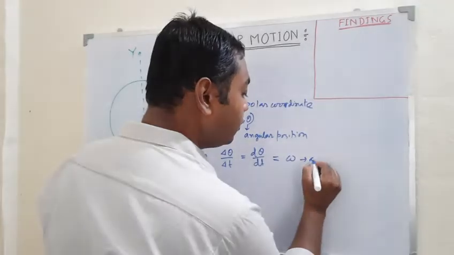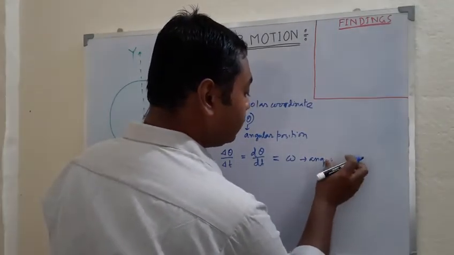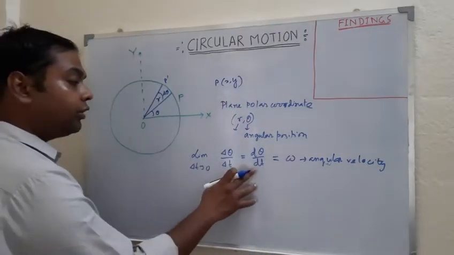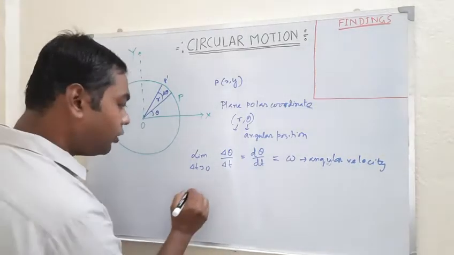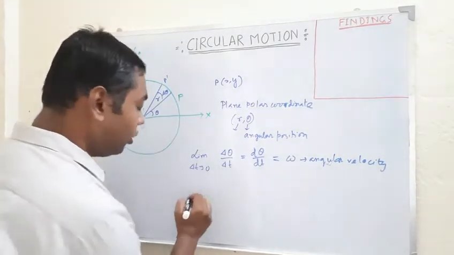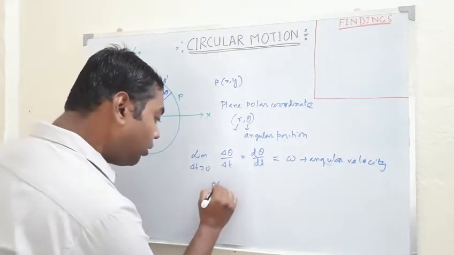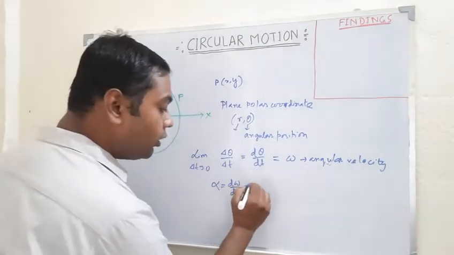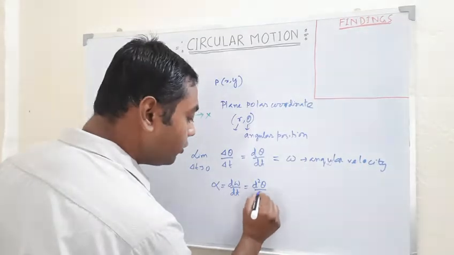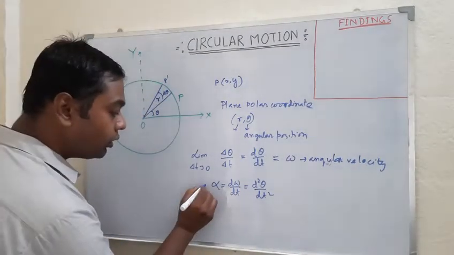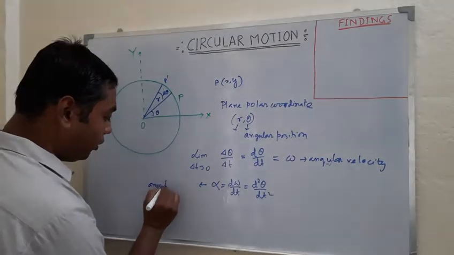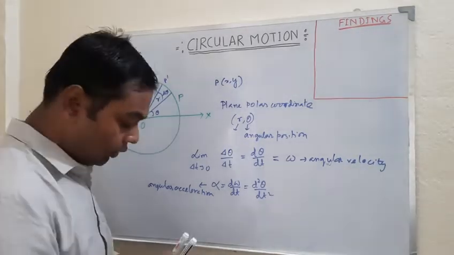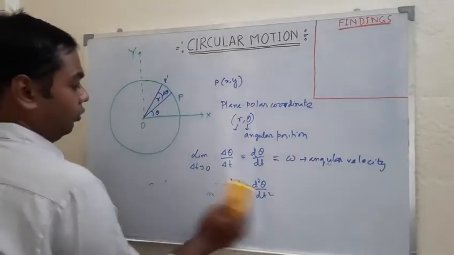So this is angular velocity. If we differentiate this omega again with respect to t, we get the angular acceleration, which is represented by another Greek symbol alpha, d omega by dt. In terms of theta, it is the second derivative of theta, d squared theta by dt squared. This is called the angular acceleration. So far it is clear? Okay.